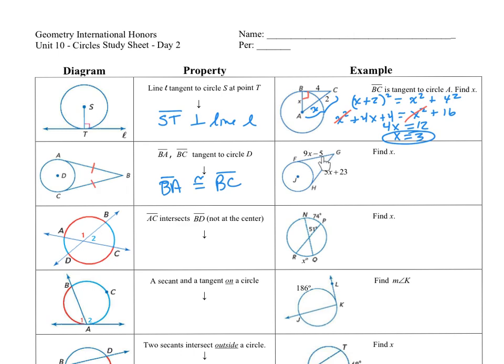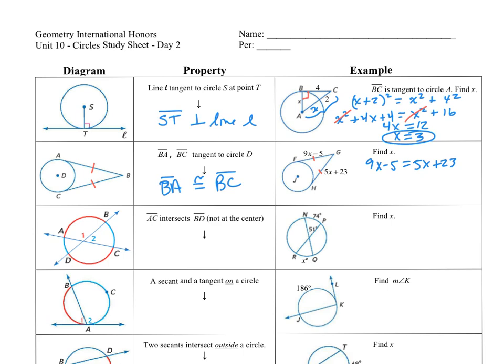Here we have segment GF and GH that are both tangent to circle J. So we have two tangent segments drawn from the same exterior point. So this theorem tells us that those 2 segments are congruent. So let's go ahead and put tick marks on there. And if the segments are congruent, that means their measures are equal. So 9x is equal to 5x plus 23.